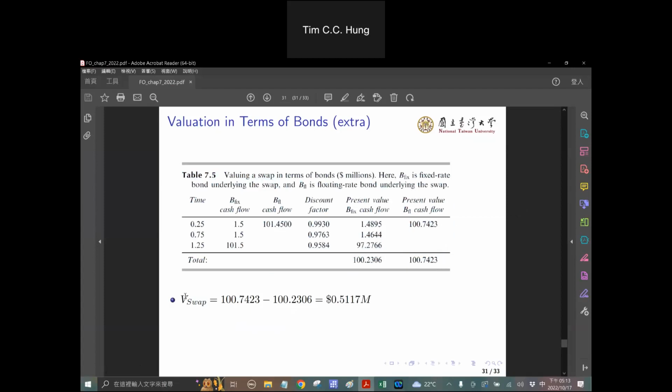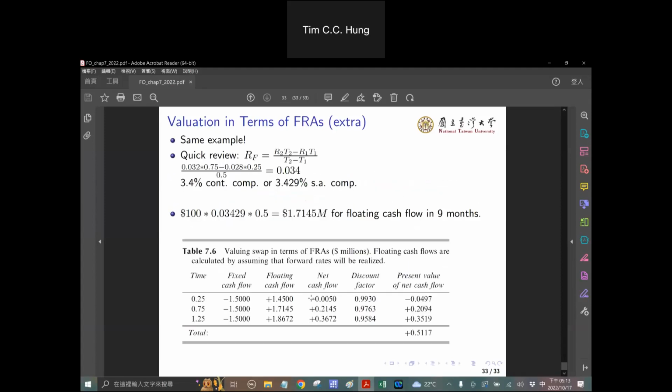Let's try another way. I think the reason why it is so difficult is because people really don't understand how we can do the discounting of a floating bond. But we have a different way, and some people find it okay, some people like the bond idea. So we can actually do a valuation in terms of a series of forward rates. How do we do so?